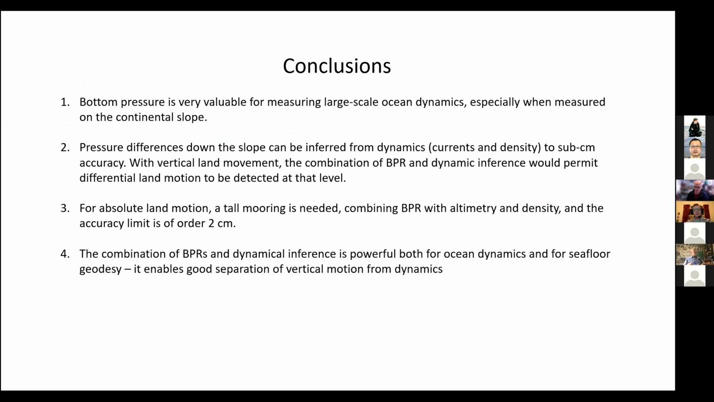So I'll finish there just to say that bottom pressure is incredibly valuable for large scale ocean dynamics because of this wonderful filtering effect of the continental slope, where we get to see the large scales. But we can also look at the differences down the slope, and we can get those differences to sub-centimeter accuracy with the two independent routes. So we can actually infer the vertical land motion as well as the ocean dynamics. Okay, I'll stop there.